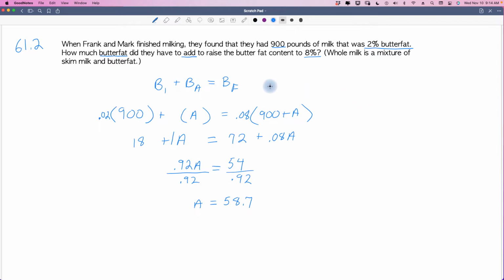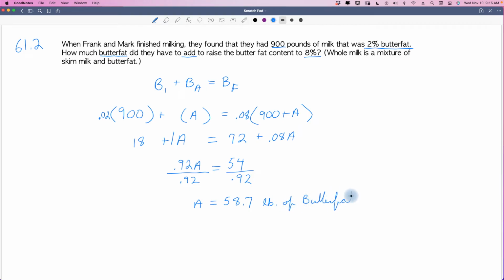butterfat content. So you see, it's all about looking for the keywords to know what this operation is here, starting with your original amount and finding the percentage of that original amount, right? Then you have the unknown that's being added. You have to pick a variable for that. And then the end is just this plus this times whatever the final percentage is that you want. And then you solve. And then that tells you what it is. So we needed 58.7 pounds of butterfat for this.